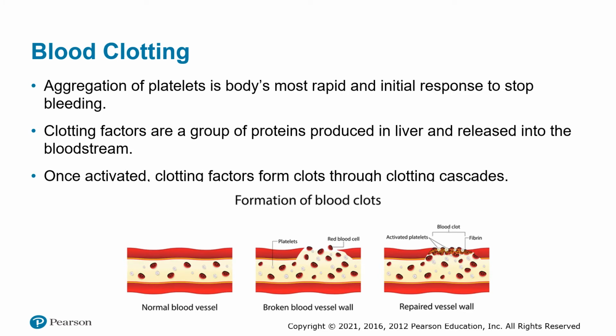Blood clotting. Aggregation of platelets is the body's most rapid and initial response to stop bleeding. Clotting factors are a group of proteins produced in the liver and released into the bloodstream. Once activated, those clotting factors form clots through clotting cascades.